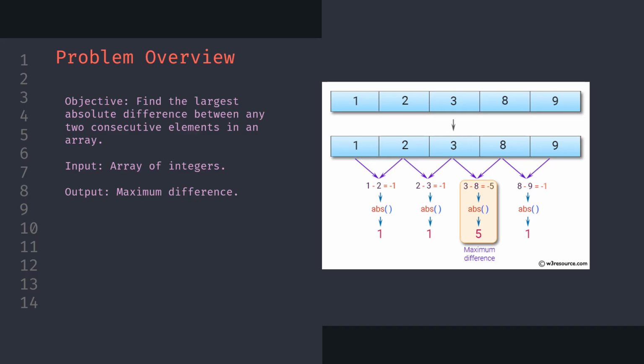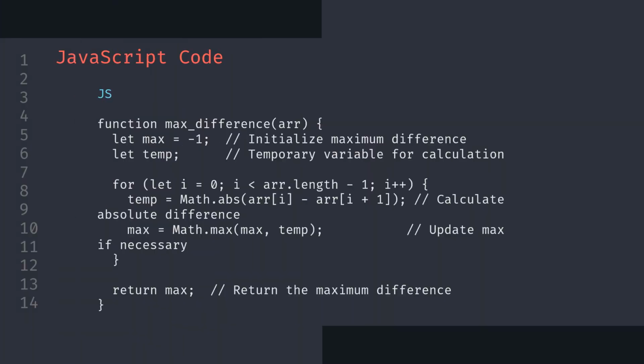The goal is to determine the largest absolute difference between consecutive numbers in a given array. This problem helps us understand how to efficiently process sequential data. This code loops through the array and calculates the absolute difference between adjacent elements. It updates the maximum difference whenever a larger difference is found.